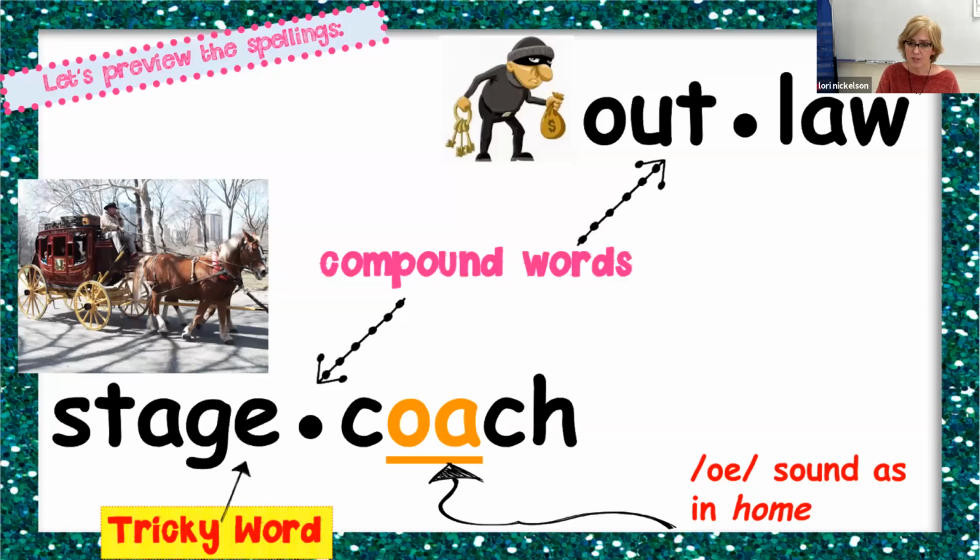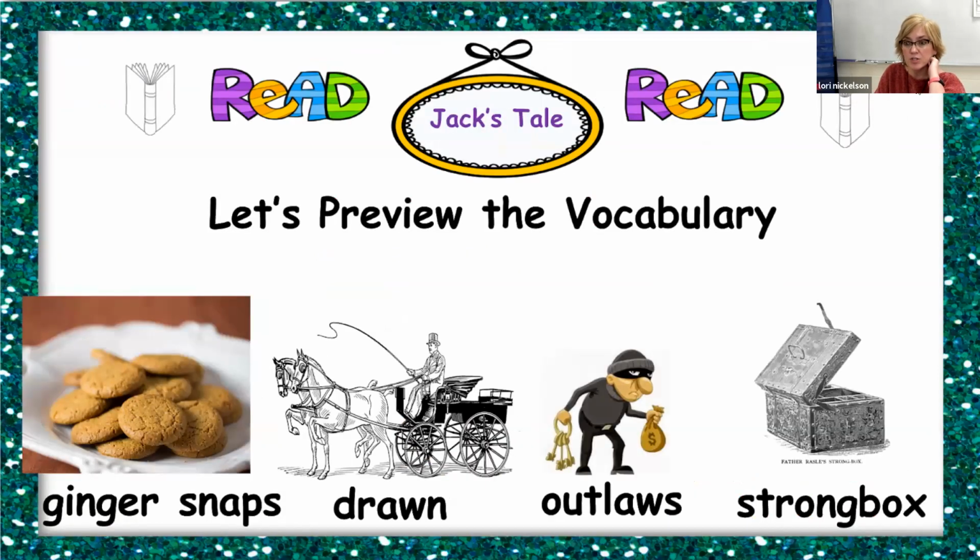Now, look at this. We've got some compound words here. We have the word outlaw, similar to a robber. If you notice, he's dressed in dark clothes and is carrying money. We've got a compound word also, stagecoach, and it is a carriage pulled by some horses, and there is a driver on it. Okay? Now, if you notice in coach, the OA is underlined there because it has the O sound as in home, coach, home. All right?